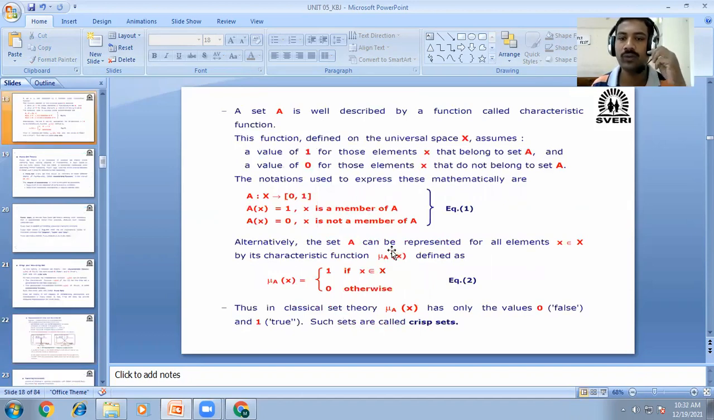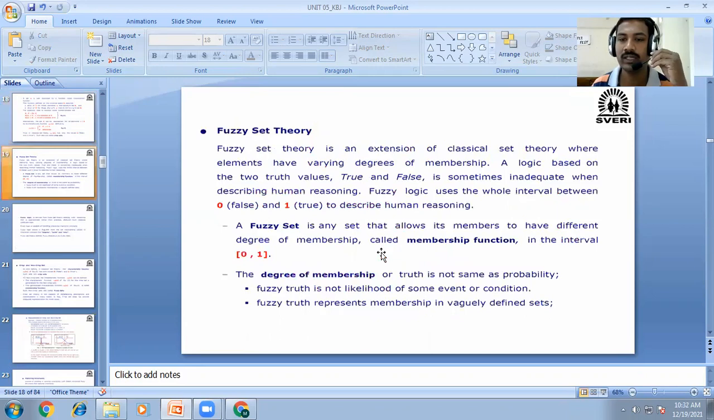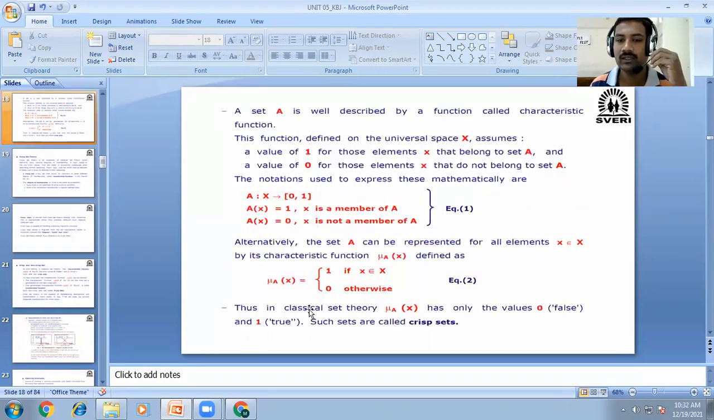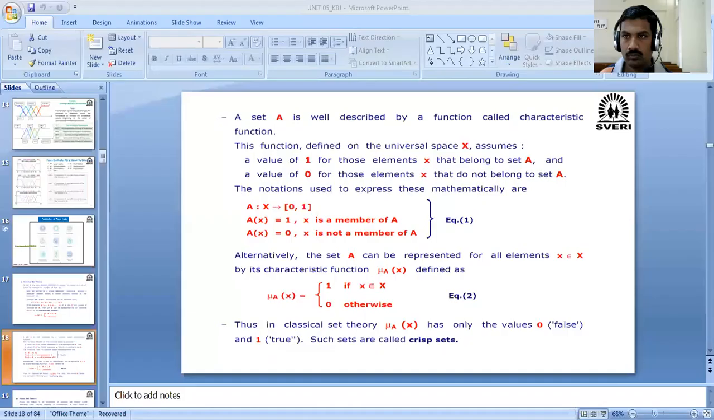Next, after that we have seen fuzzy sets. If a set has only the values 0 and 1, then we can define it as a crisp set.